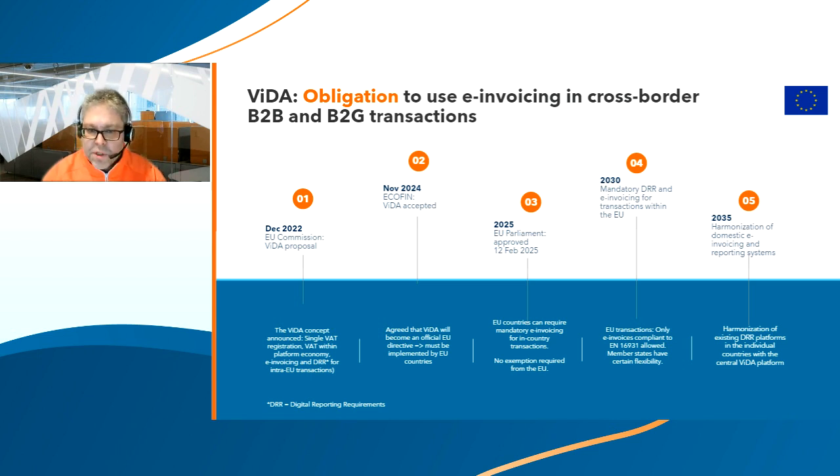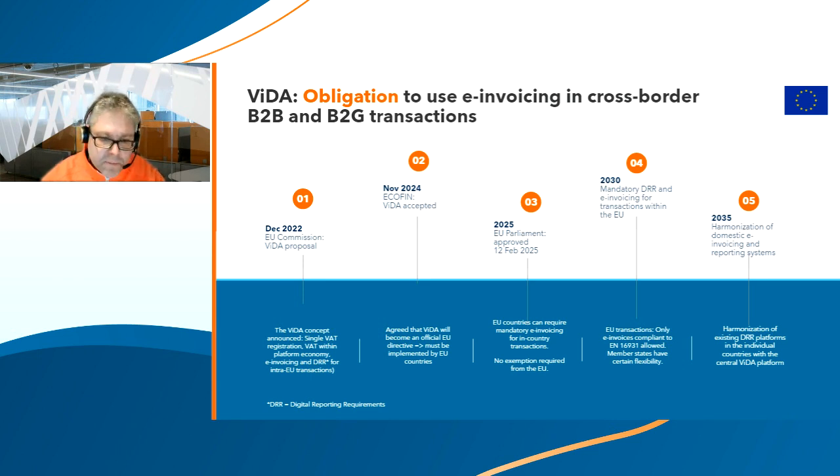VIDA represents a revolutionary shift in how VAT is managed in the digital era. As a one-stop shop for VAT registration and compliance, VIDA expands the traditional OSS to include both cross-border B2B and B2C transactions. Its key features include simplified VAT registration, digital VAT reporting, platform economy support, and enhanced fraud detection. VIDA has become an official EU directive, further harmonizing VAT procedures across the member states in Europe. Relevant for today's discussion is the digital VAT reporting and e-invoicing initiative, which we will have a look at.